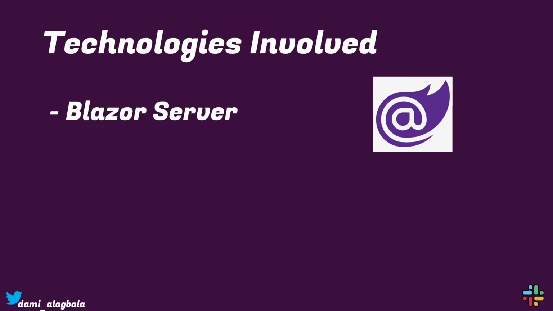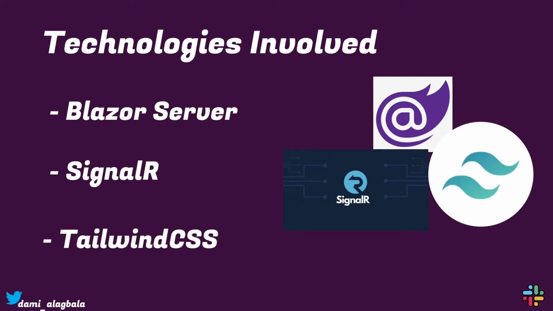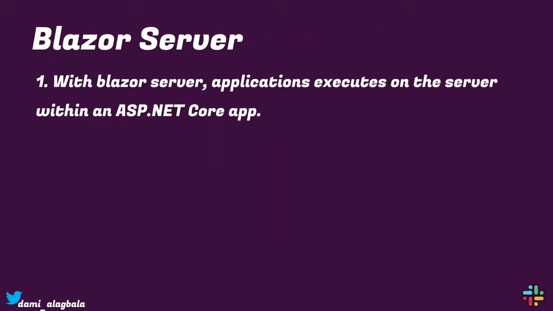So the technologies we're going to be using for this build series are Blazor Server, SignalR, and TailwindCSS. So let's take a look at each of these technologies and just see what they do on a very high level. If you want me to go into details on each of these technologies, just leave a comment in the comment section below. But let's see how Blazor Server works.